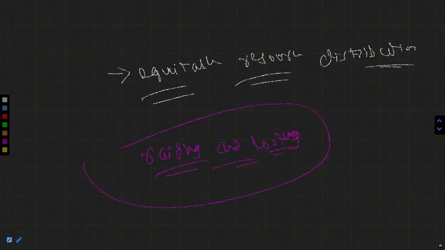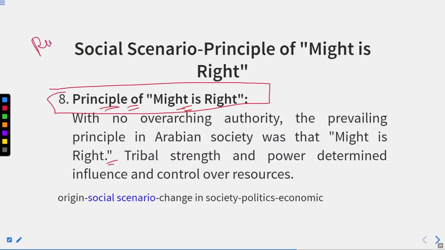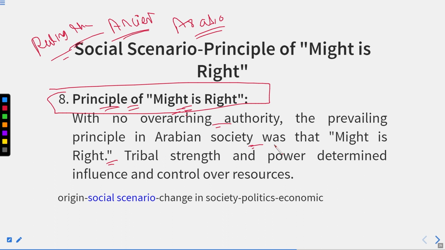Wealth and power is the only means of ruling ancient Arabia. Okay, so might is right means the one who is stronger is the one who is always right. Okay, so because there was no central authority, no common authority to deal with this kind of things, the powerful tribes generally dominated the weaker ones. Okay, and because of this, tribal strength and power determine the influence and control over the resources. The stronger you are, the more influence and control you have on the resources. Okay.